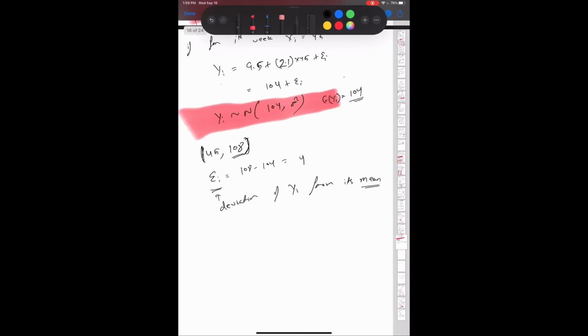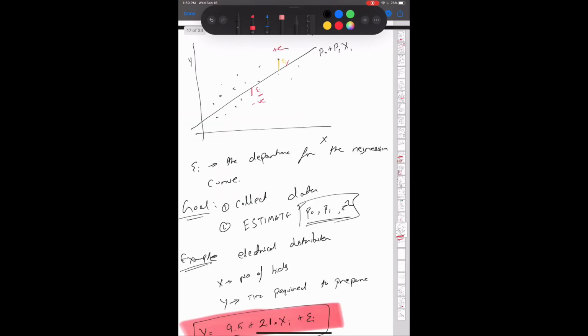Now that we know what the meaning of beta 0, beta 1, and sigma square are, we will collect data and estimate them. But before we do that, we want to talk about what kind of data sets we can collect. There are two major kinds of data sets for regression.